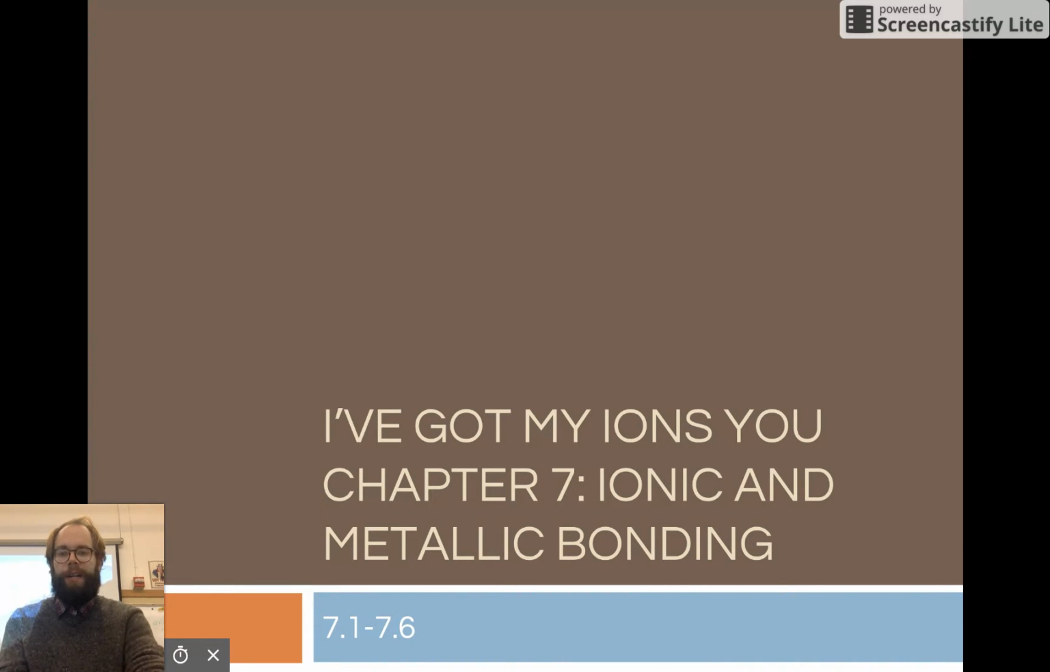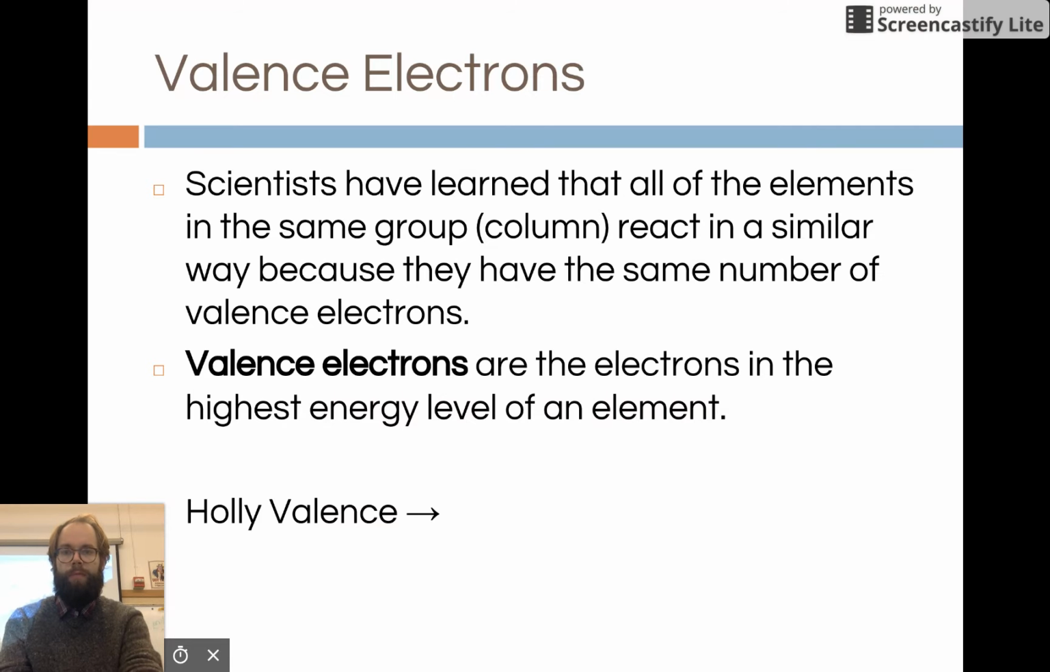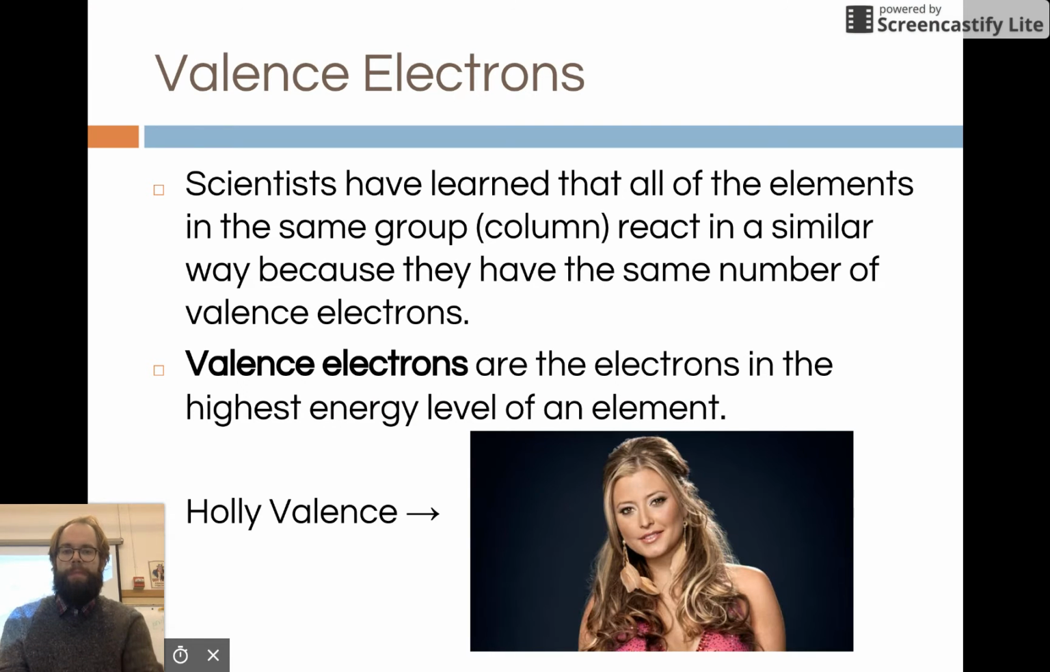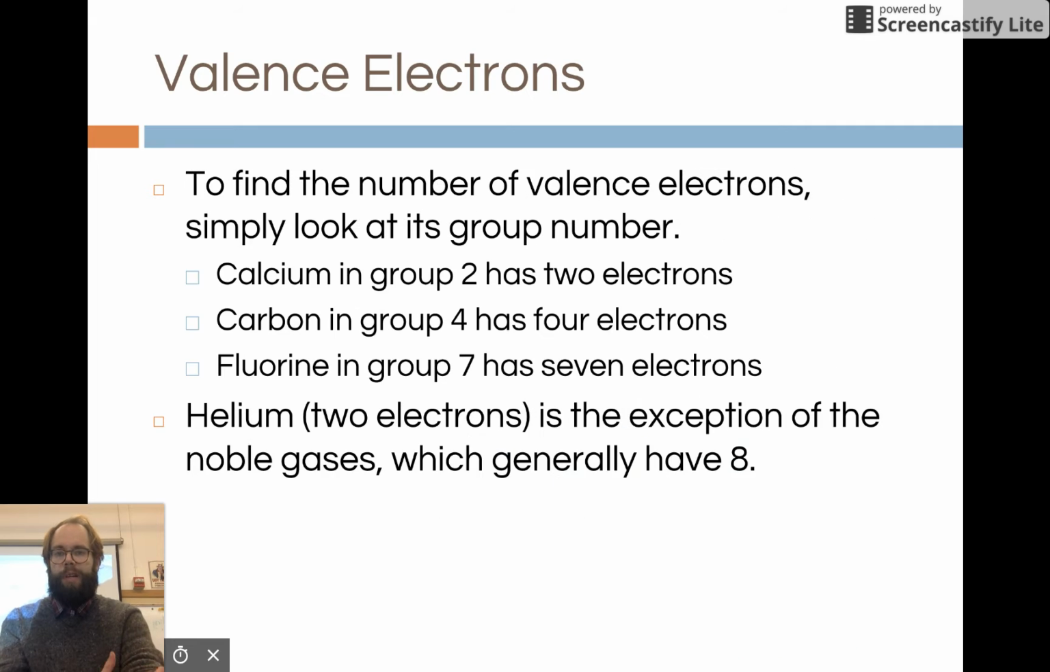This chapter is about ionic and metallic bonding, and the first half is largely about ionic bonding. You might remember from the last chapter we talked about valence electrons. They are the electrons in the highest energy level. They are the ones that interact in bonding. So each group, each column in the periodic table has the same number. So for example, calcium's in group 2. It's in the second row, so it has 2 valence electrons.